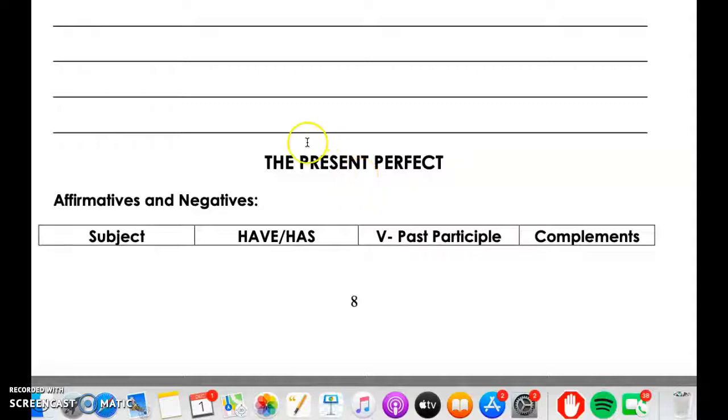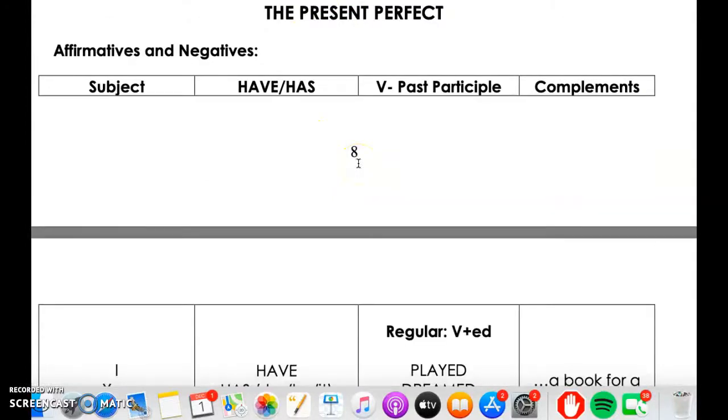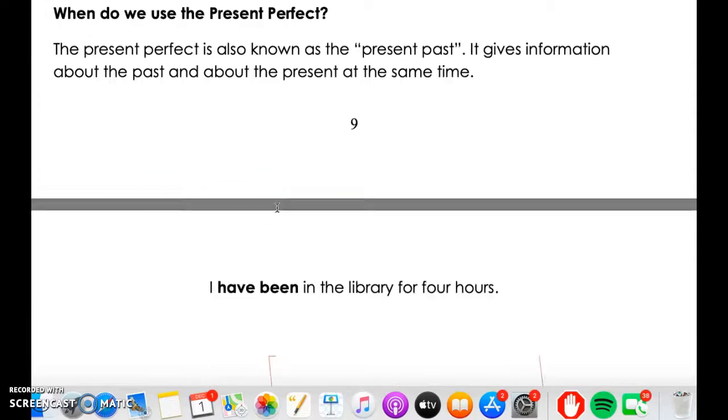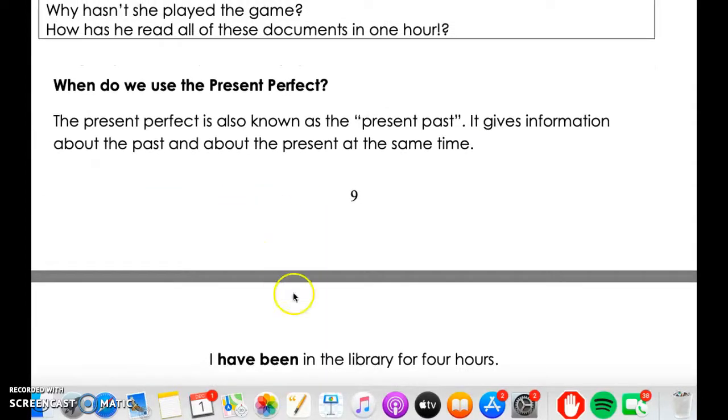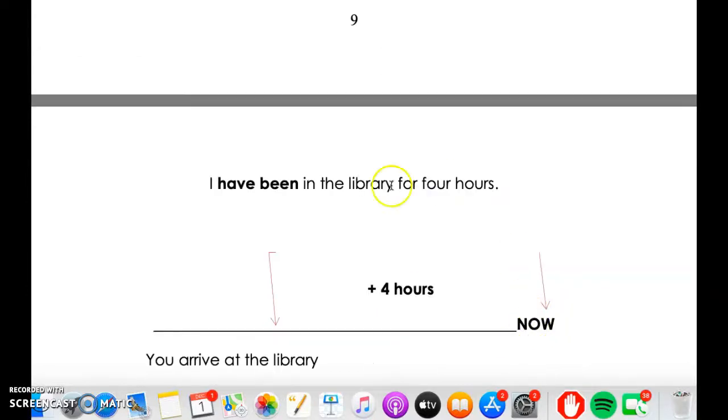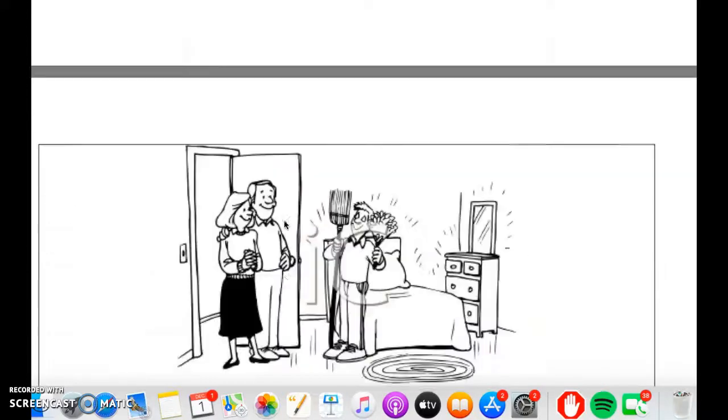Okay. Yesterday we did the present perfect. Present perfect, it's known as the present past. It gives information about the past. It's a past that connects with the present. For example, I have been in the library for 4 hours. I'm still in the library. Now I'm still in the library. So I was in the past, I am now. I have been.